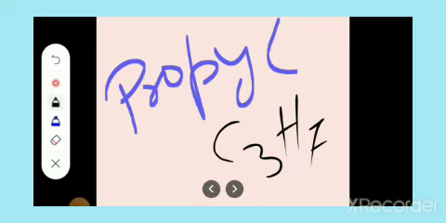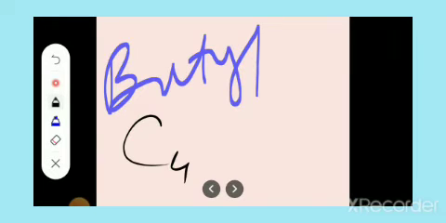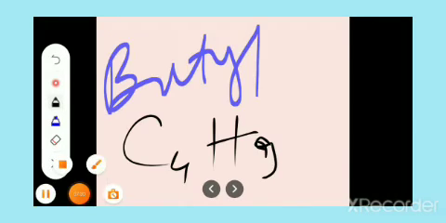Okay. Similarly, if we go for butyl, butane is having C4H10, and butyl will have C4H9. So one hydrogen atom has been taken out, which is forming the ethyl or methyl or the propyl or the butyl group, means the alkyl groups. Okay, now we will go to the naming of it.